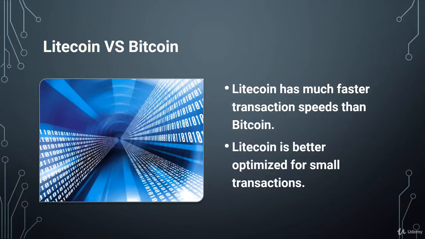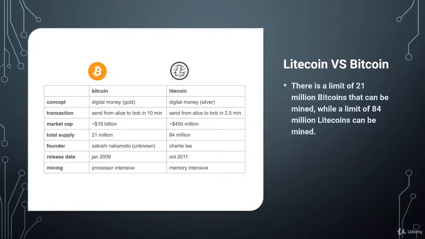The second main difference is the supply. There is a limit of 21 million Bitcoins that can be mined, while 84 million Litecoins can be mined. Another interesting tidbit is that Litecoin and Bitcoin can be split up to 8 decimal places. Now, the most popular comparison between the two is that Bitcoin is like gold 2.0, while Litecoin is silver 2.0. And without being disrespectful, I feel like Bitcoin is kind of like a Ford Model T, while Litecoin is a Toyota Camry. Both are going to get you from point A to point B, but one is going to do a better job over the other.